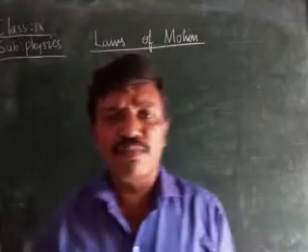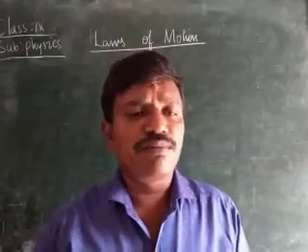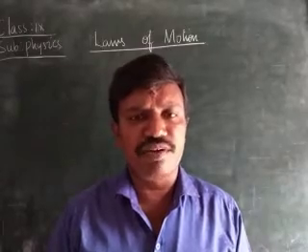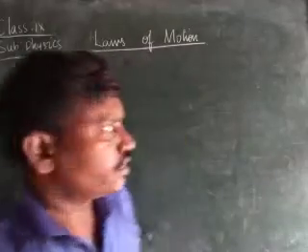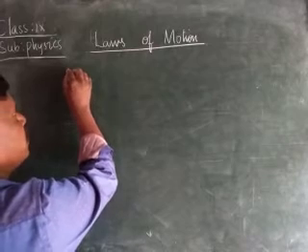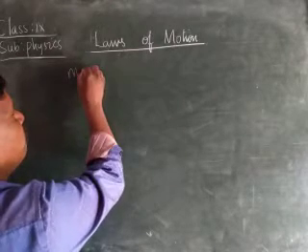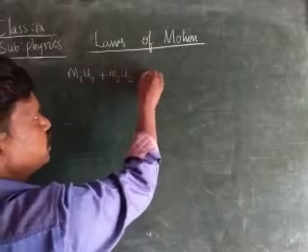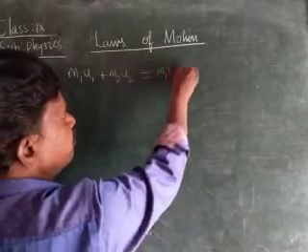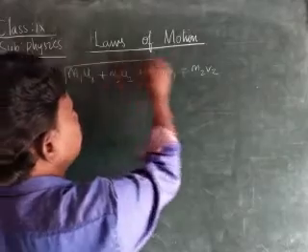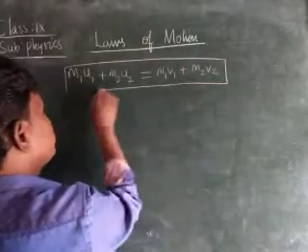The law of conservation of momentum states that the momentum of a body before the reaction is equal to the momentum of a body after the reaction. Okay, children, momentum of a body before the reaction is equal to the momentum of a body after the reaction. That is m1 u1 plus m2 u2 is equal to m1 v1 plus m2 v2. This is the law of conservation of momentum equation.